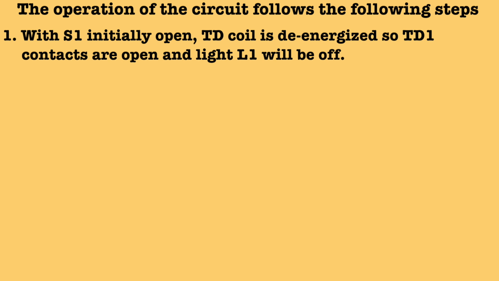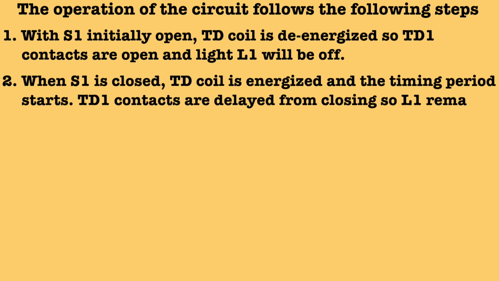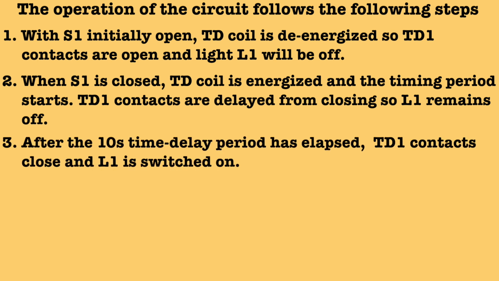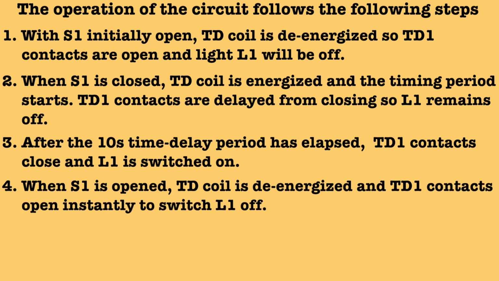In the next step, when S1 is closed, the TD coil is energized and the timing period starts. TD1 contacts are delayed from closing, so L1 remains off. After the 10-second time delay period has lapsed, TD1 contacts close and L1 is switched on. When S1 is opened, the TD coil is de-energized and TD1 contacts open instantly to switch L1 off.